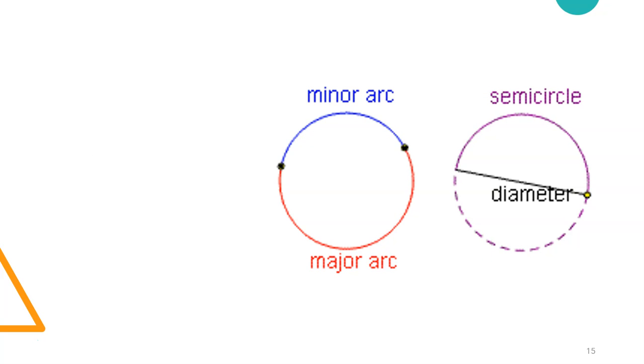Now, there are three types of arcs. Actually, there are two types. First is minor arc, major arc, and when we get half the circle, that's a semicircle. So let's see what's a minor arc and a major arc.